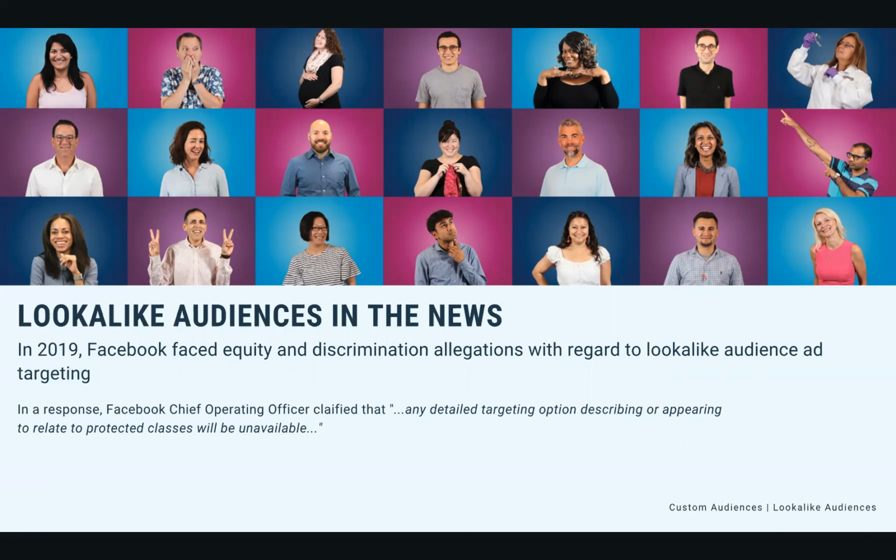Multicultural affinity targeting will continue to be unavailable for those ads. Additionally, any detailed targeting options describing or appearing to relate to protected classes will also be unavailable. This certainly puts some constraints on what may be done to produce lookalike audiences, but marketers still have much to work with, and new technologies broaden their horizons, as we'll see in the next several slides.